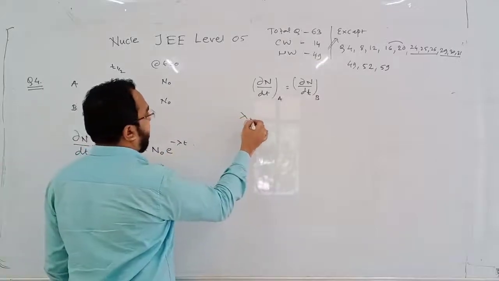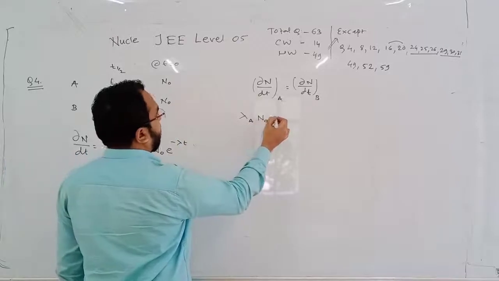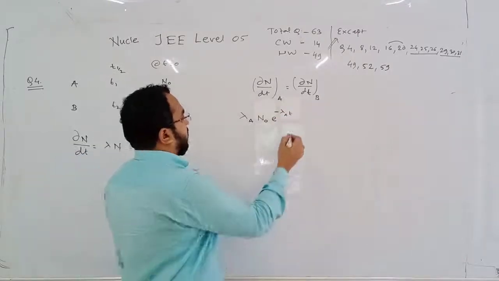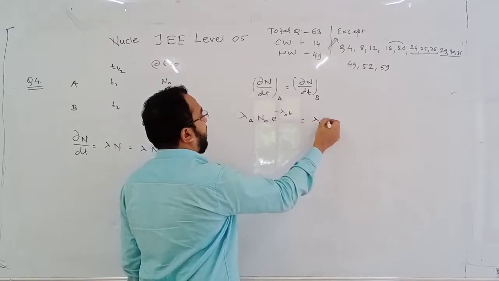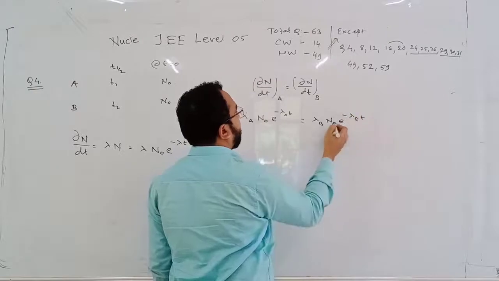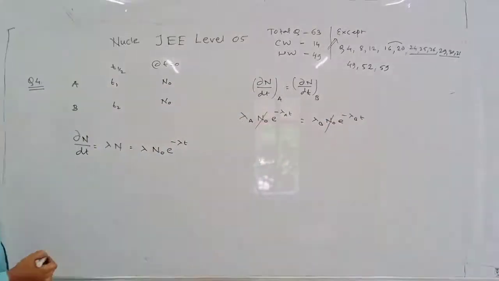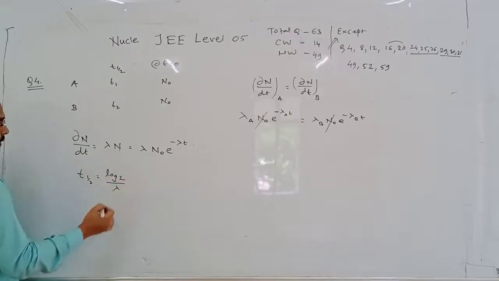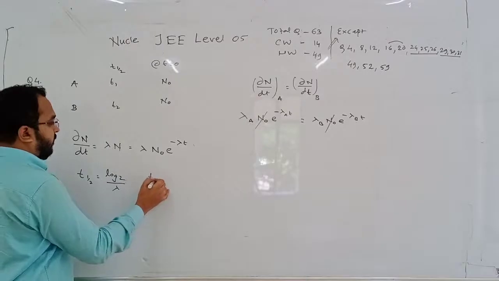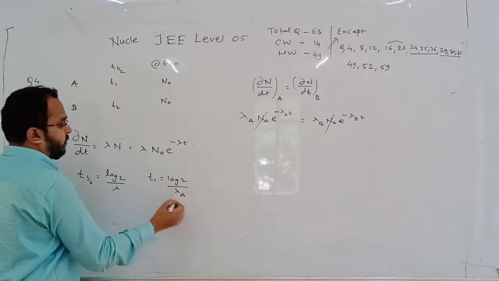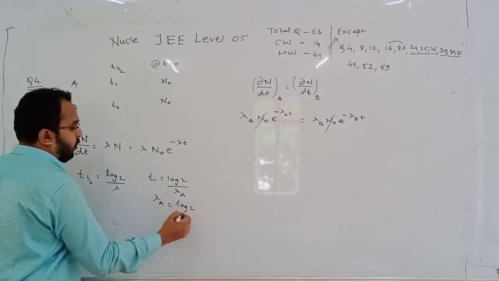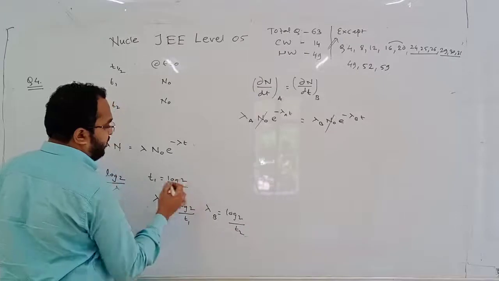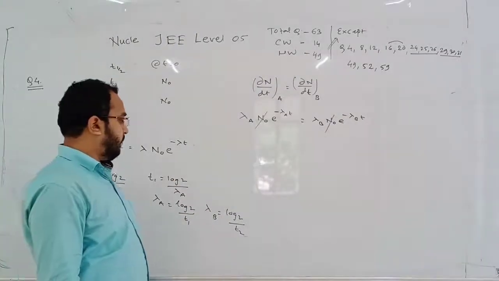we can say here, lambda A N naught, which is the same, into e to the power minus lambda A into t, is equal to lambda B N naught e to the power minus lambda B into t. N naught cancels. Now we can calculate lambda from the half-life. We know half-life is log 2 upon lambda. Now this half-life is T1 for lambda A. So from here we can calculate lambda A, which is log 2 upon T1. Similarly, we can find lambda B, which is log 2 upon T2. This is 0.693. These are the values of lambda A and lambda B.